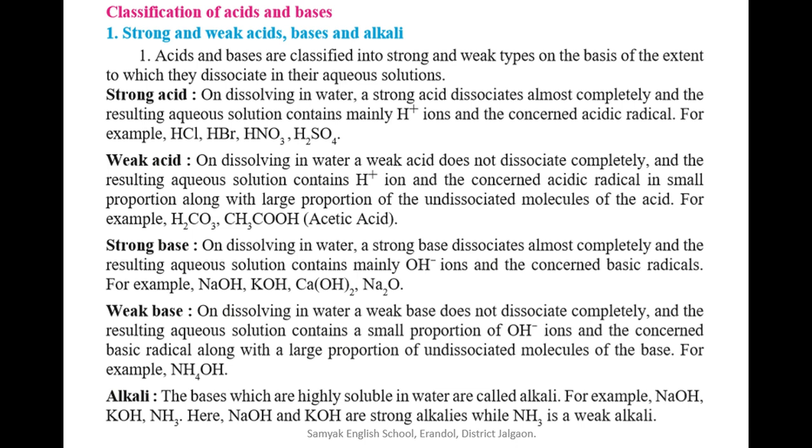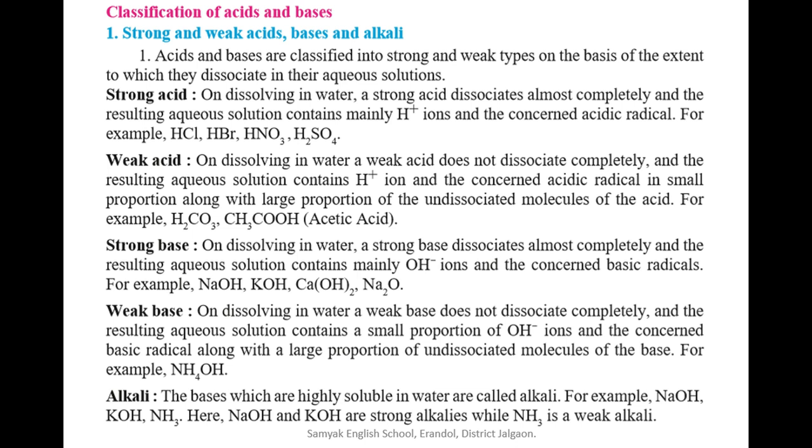A weak acid, on dissolving in water, does not dissociate completely, and the resulting aqueous solution contains hydrogen ions and the concerned acidic radical in small proportion, along with a large proportion of undissociated molecules of acid. The part which dissociates gives rise to hydrogen ions and the concerned acidic radical, but it is only a part. The remaining part is undissociated. It remains as it is. Examples are carbonic acid and acetic acid, CH3COOH. These are weak acids. They don't dissociate in water completely. Strong acids dissociate in water completely.